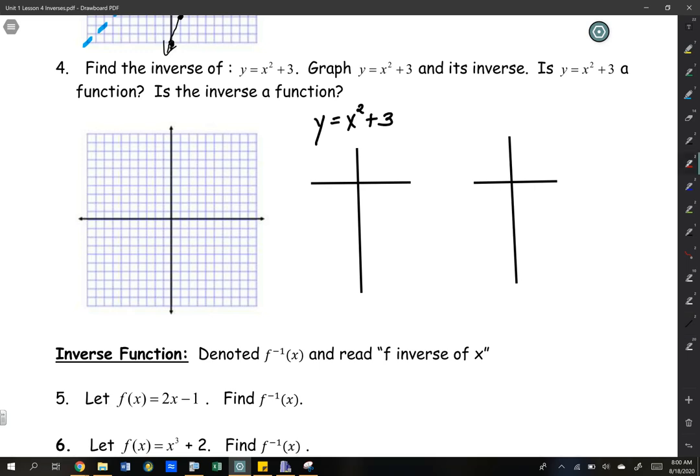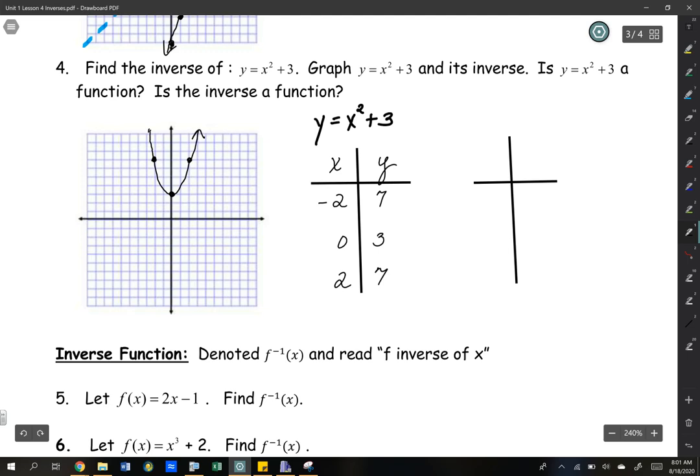Now, if you're not really sure what the graph should look like, you would want to put this in your calculator to make sure that you're picking points that are really going to accurately represent your equation here. The values I'm going to pick are negative 2, 0, and 2. All right, and that looks good to me. We know we have a parabola and it's moved up 3. All right, now we're going to graph our inverse.